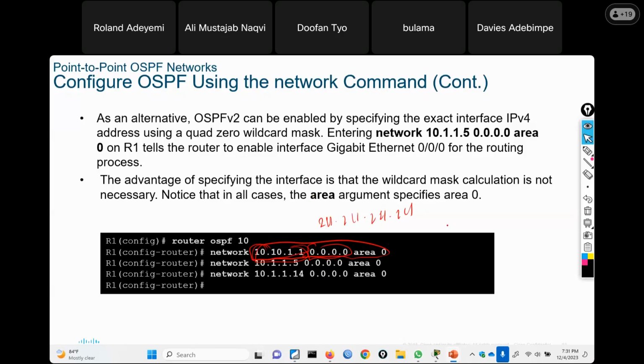But my preference configuring OSPF is to go to the interface and just say IP OSPF, maybe 100, then area 0. Do it on all the interfaces and I'm good to go. So you can decide to use any. The labs I'm going to send to you, I don't know what is in the lab, but you follow the instruction that is in the lab.